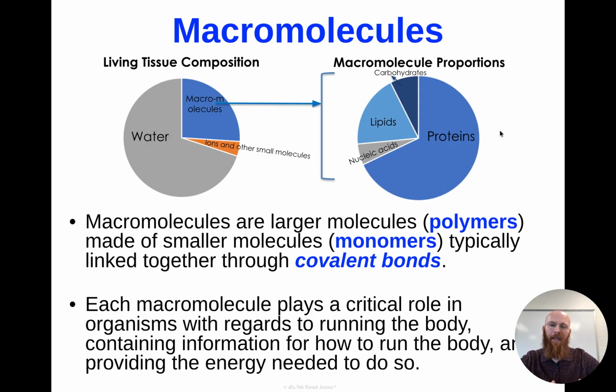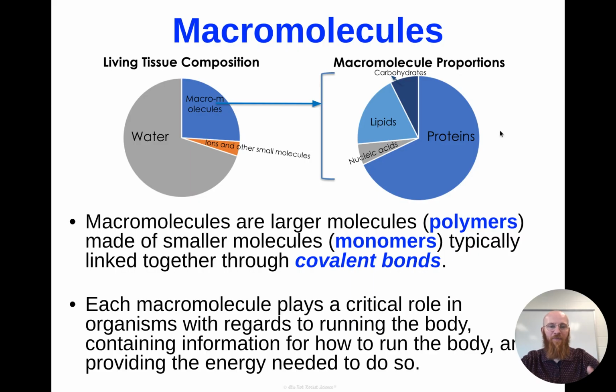So anytime you see the word macro, we're referring to something that's rather large. Macromolecules are just larger molecules. They're very complex. There's a lot to them. And so we refer to these macromolecules as polymers. Again, anytime you see the word poly, that's referring to many. And they're made up of smaller molecules or monomers. Anytime you see mono, that's referring to a singular component or just one of something. So mono is one, poly is many.